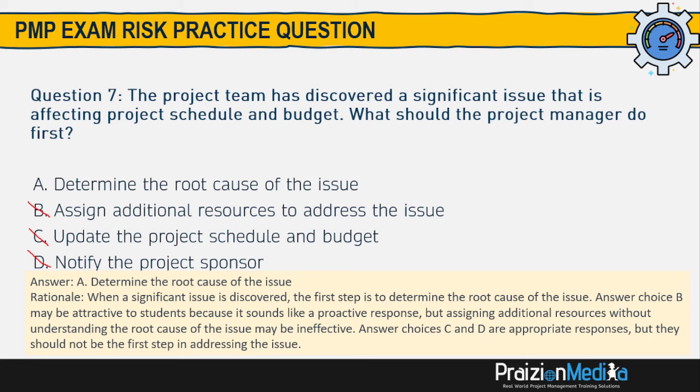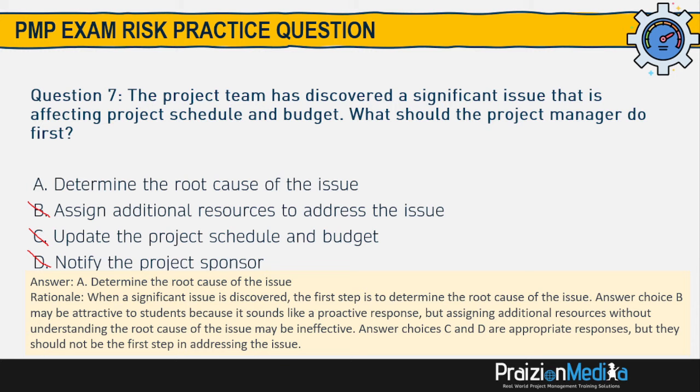B may be attractive to students. It sounds like a proactive response. But assigning additional resources without understanding the root cause of the issue may be ineffective. So C and D are appropriate responses, but they should not happen in the first step.